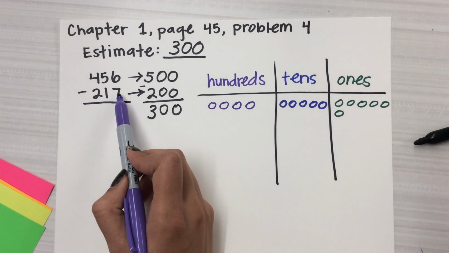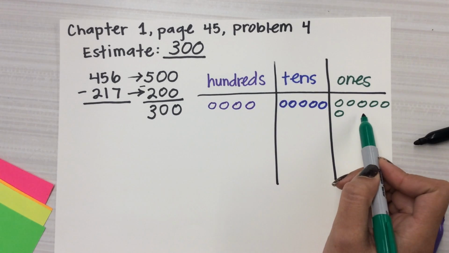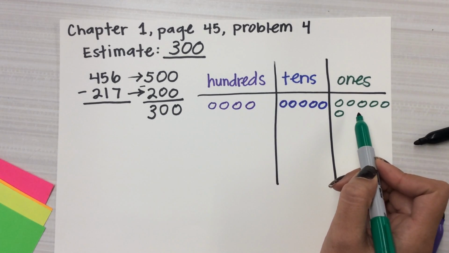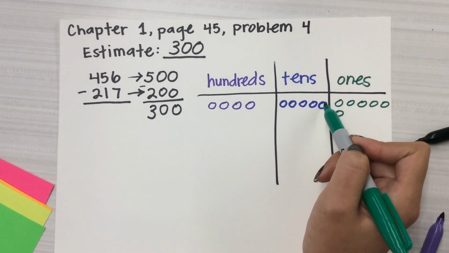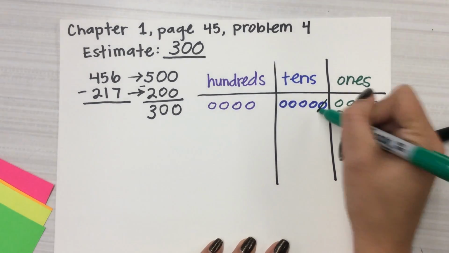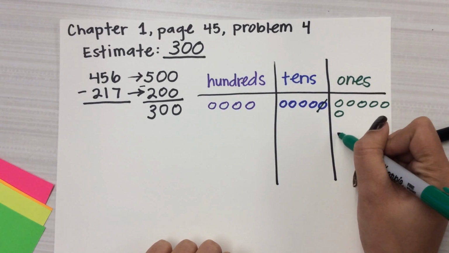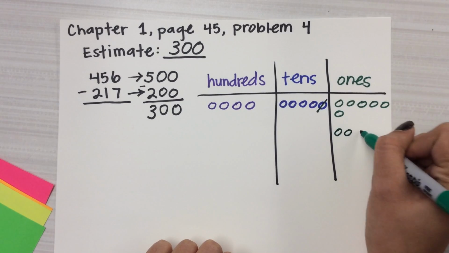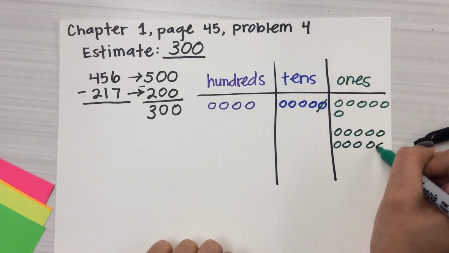Let's go ahead and start in our ones place. And we need to subtract 7, but we only have 6 here. So this is where we're going to regroup. We're going to go over to the tens place and say, hey, tens, can we borrow a 10? The tens is going to go, sure. We're going to borrow this 10. And 1 ten equals 10 ones. So we're going to go ahead and draw those 10 ones. 1, 2, 3, 4, 5, 6, 7, 8, 9, 10.